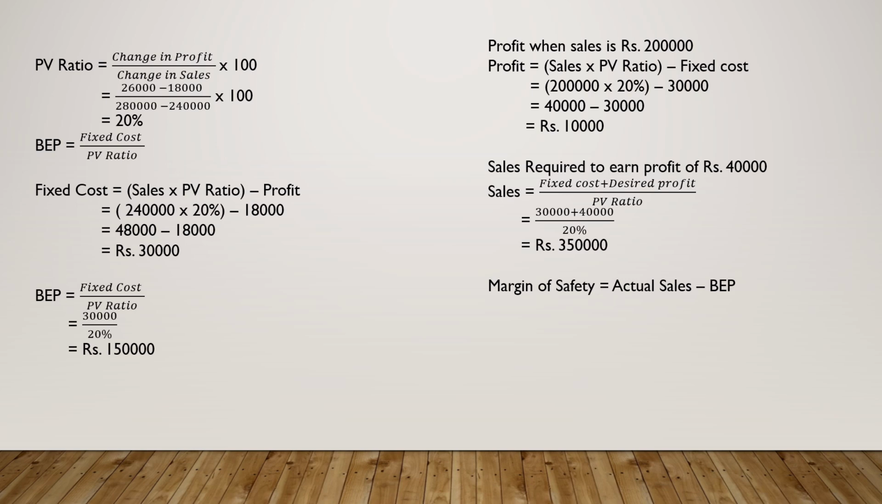So understand one thing, children, if the question does not mention for which period you need to calculate margin of safety, you need to solve the answer for both the years, for both the periods. So now in this question, they have demanded for the second year. So the question demands the second year margin of safety. So we'll take all the data of the second year. So second year sales is 2,80,000 and your break even point is 1,50,000. So your margin of safety comes to 1,30,000 rupees. So this is the answer for the given question.